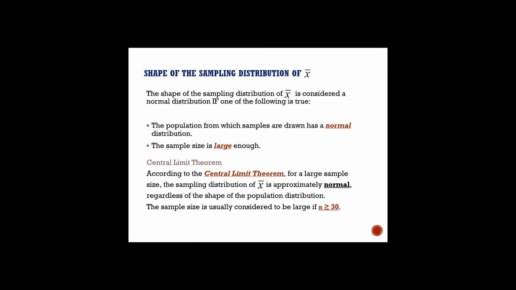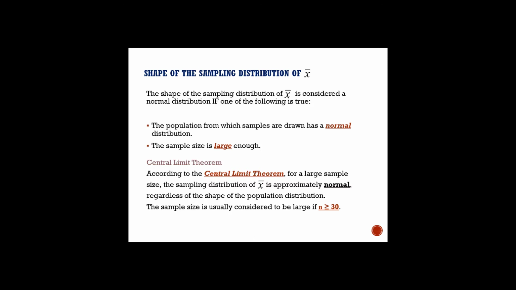So let's talk a little bit about this sampling distribution of sample means, the sampling distribution of x bar. The shape of this distribution will be considered a normal shape, normally distributed, if one of the following two conditions is true. The first condition: the population from which samples are drawn is normally distributed. So if I'm pulling from a normal population distribution, then it is assumed that my sampling distribution of sample means is also going to be normally distributed.